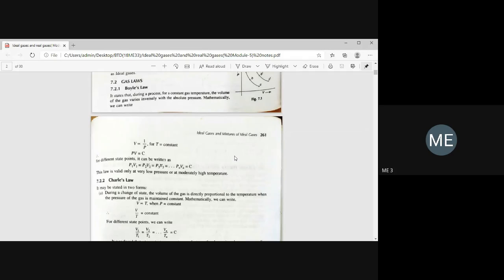So there is inverse proportionality between the volume and pressure of the gas when the temperature is kept constant. V is proportional to 1 by P when temperature is constant, or PV equals constant. For different state points, we studied state points in the first introduction chapter. A state point is the one which has definite values of properties, for example P1, V1, T1.